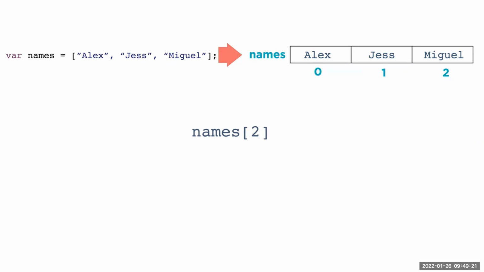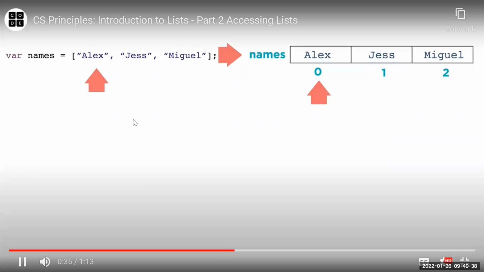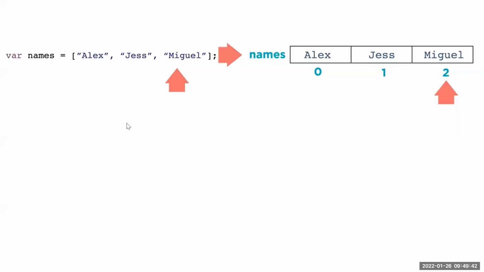The official term for slot number is index, so we would read names, left bracket, 2, right bracket, as names at index 2. You might have noticed that the first index in the list is 0. In programming, we usually start counting at 0, which means that names at index 0 is the first item of the list, and names at index 2 is actually the third item in the list.